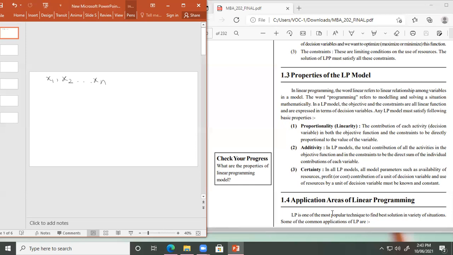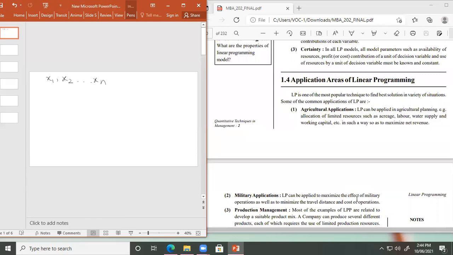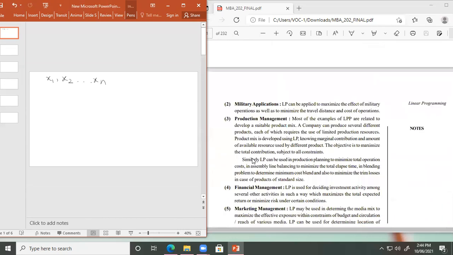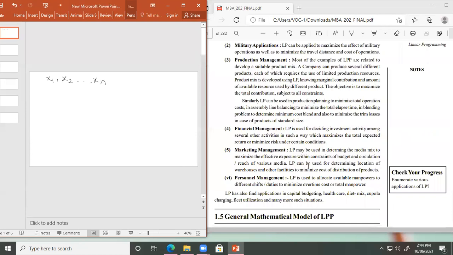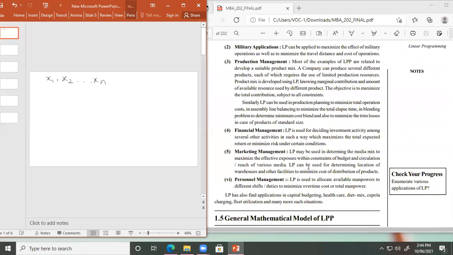And certainty: in all linear programming models, all the model parameters, such as availability of the resources, profit or cost contribution of a unit of decision variable, and use of resources by a unit of decision variable, must be known and constant. So there are different application areas for linear programming, like agricultural application, military application, production management, financial management, marketing, and personnel management.